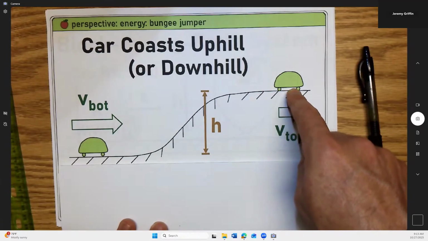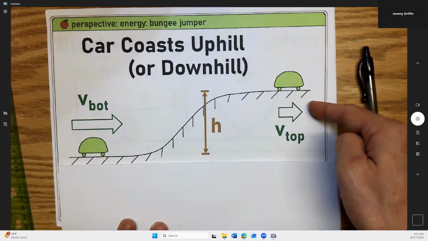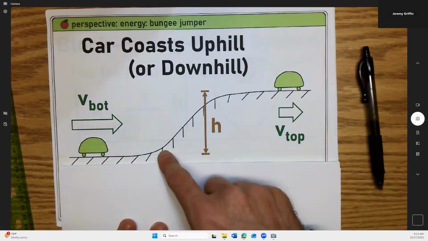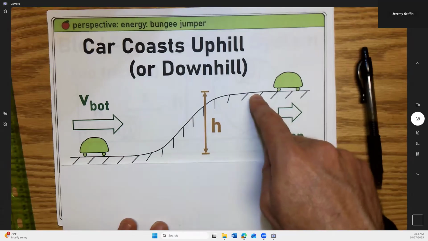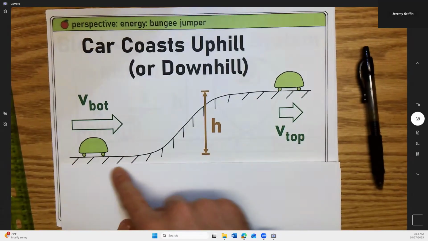You're still in motion, so you have some speed. But are you moving faster or slower at the top? Your car's been slowing down the whole time. We're ignoring frictional losses, but your car slows down anyway just because it has to climb this height. So what type of energy does your car have at the bottom of the valley here?